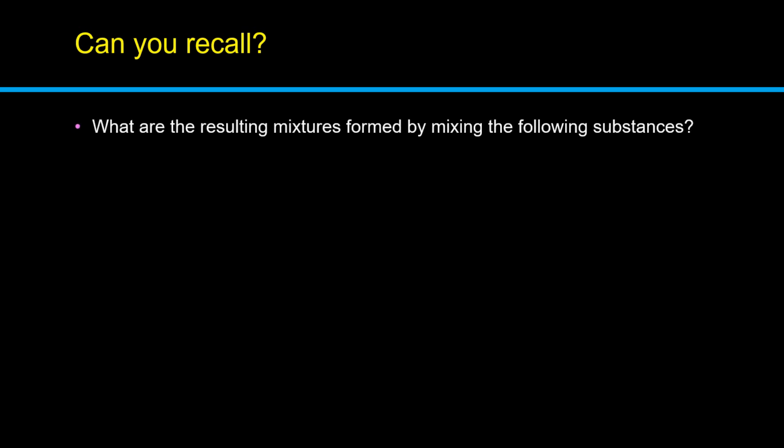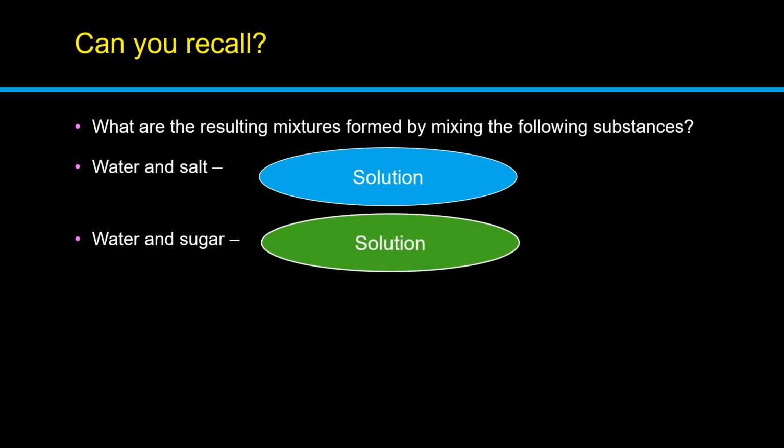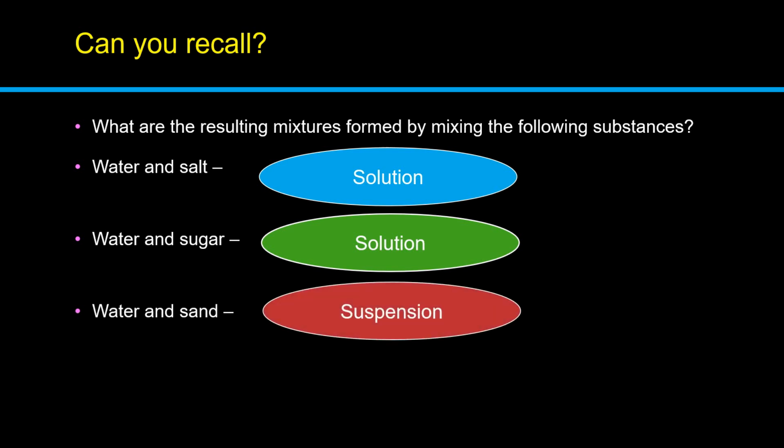Children, can you recollect the solutions that we learned in our previous year? What are the resulting mixtures formed by mixing the following compounds? What will happen when you mix water and salt? You will get a solution. When you mix water and sugar, yes, again you will get a solution. What will happen when you mix water and sand? You will get a, yes, suspension. What will happen with water and sawdust? Yes, again a suspension.